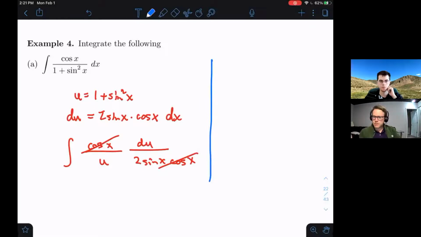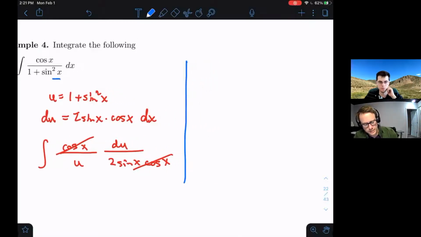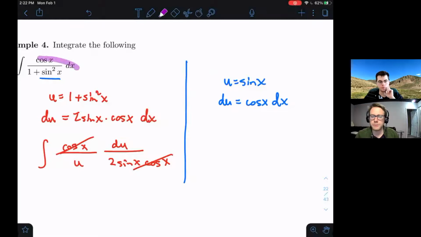So we tried this, it just didn't seem to work. So we're going to try something else. Instead of the entire denominator, let's choose another inside function. In particular, I see sine is inside of the squaring function. So I'm going to try u is equal to sine of x. And this will work out a lot better because its derivative, du equals cosine of x dx, you see its entire derivative is hanging around in the problem there.